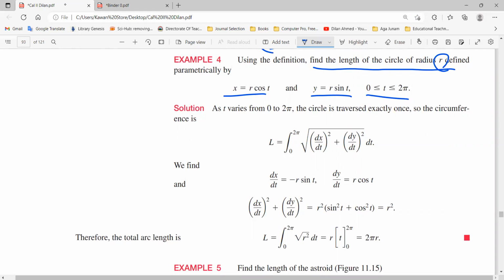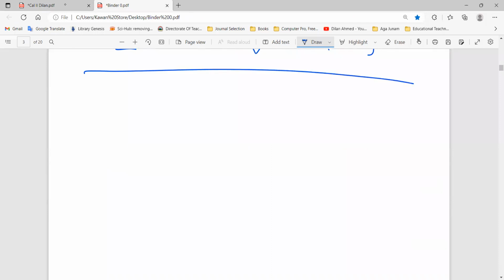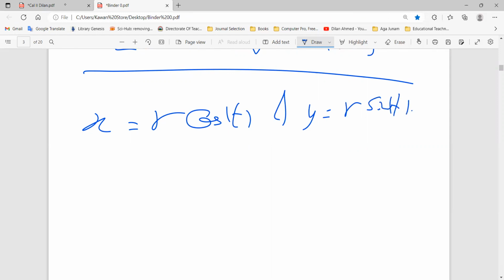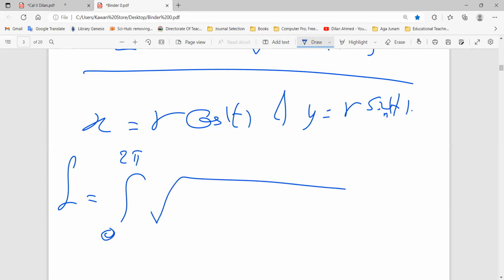Okay, so here we are. We have, important things, x is r cosine t and y is r sine t. And as well, we know t is between what and what. So that's why I say the length is from 0 to 2 pi, because I want a whole circle. Okay. Square root of, dx by dt, the derivative of x, is equal to what? Minus r sine of t.